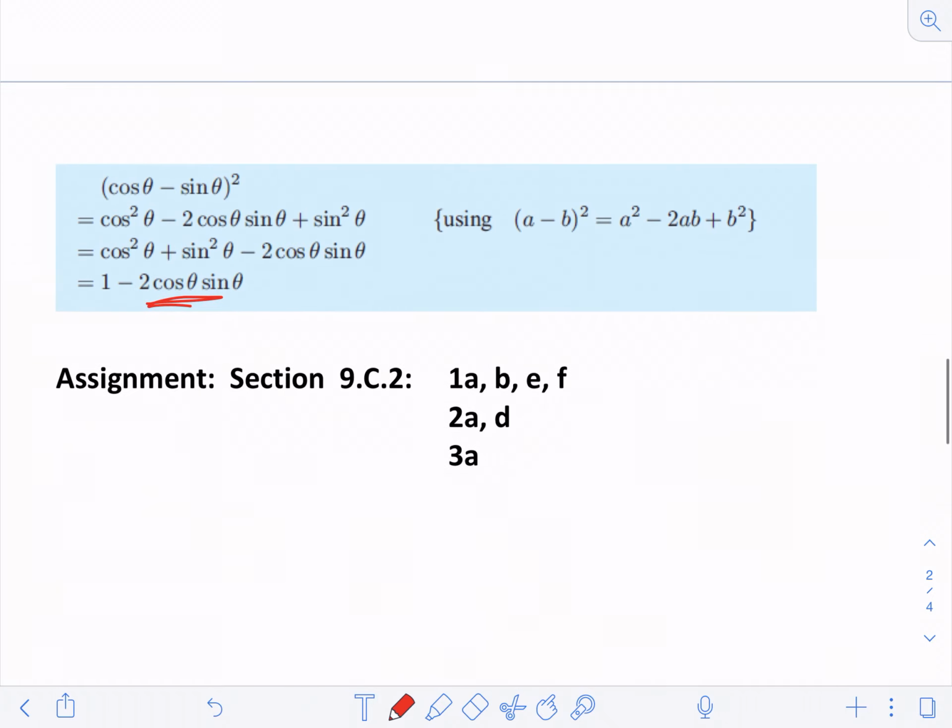That's it for section 9C2. I put down here 7 problems that I want you to look at in section 9C2. If you could do those, please make sure that you submit those on the assignment for section 9C2.